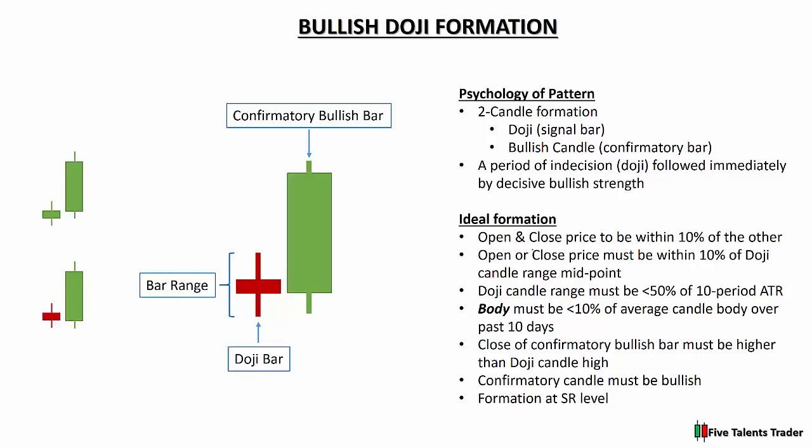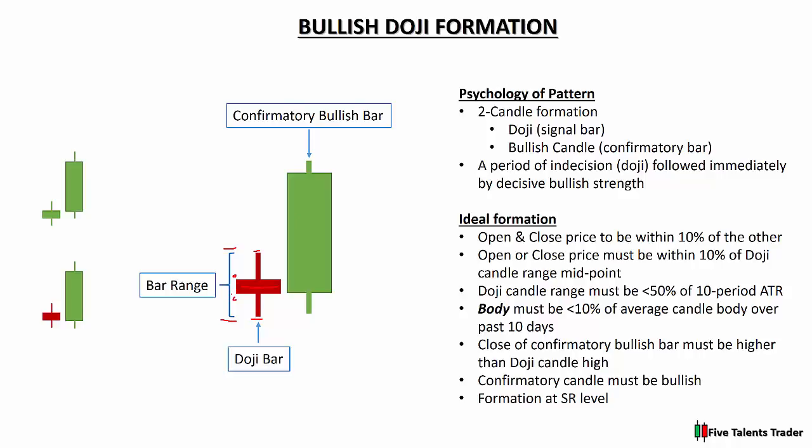So the ideal formation for me is open and close price of the doji should be within 10% of the other. Open or close price must be within 10% of the mid-range of the doji bar. So that's the top, the bottom, the open or the close. In this case, that's the open and that's the close. One of those must be around 10% of the midpoint, and in this case both are really. The range of the doji candle, so this range here, there to there, must be less than 10% of the 10 period ATR. Clearly, yes, that shows indecision.